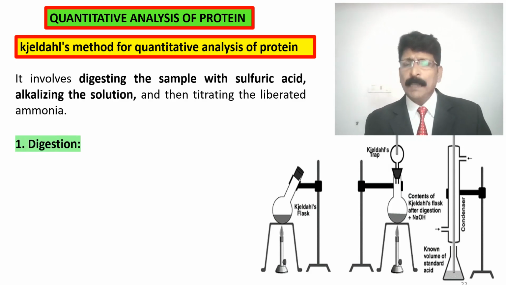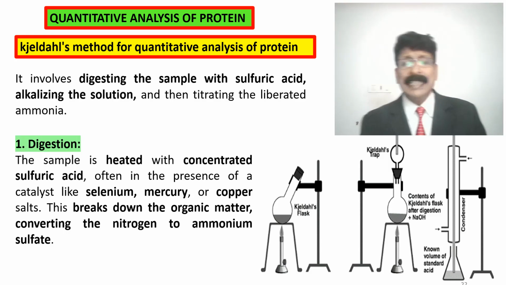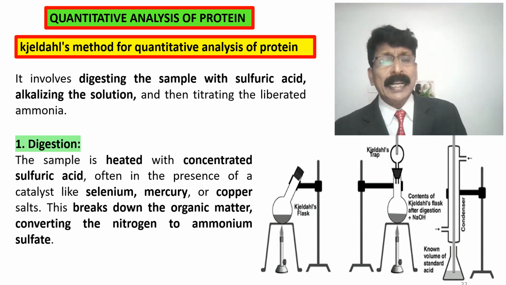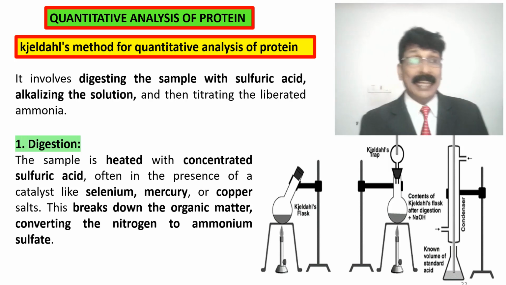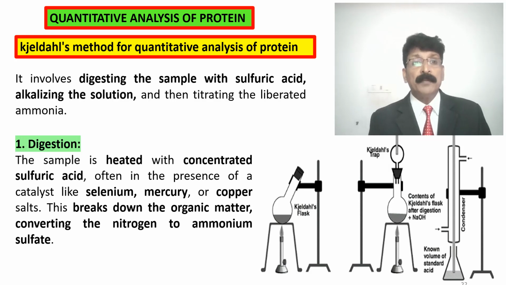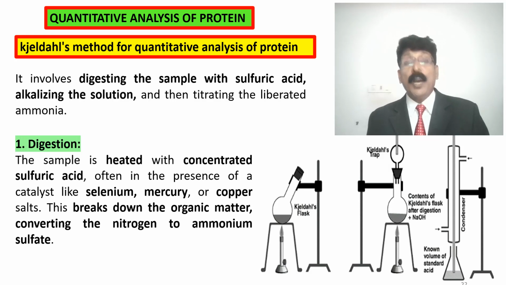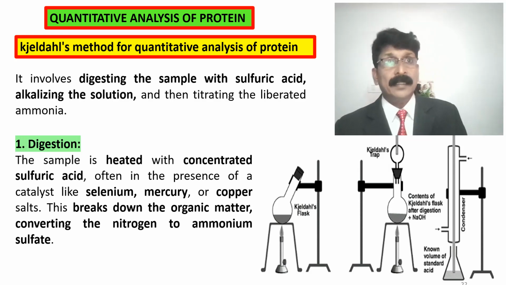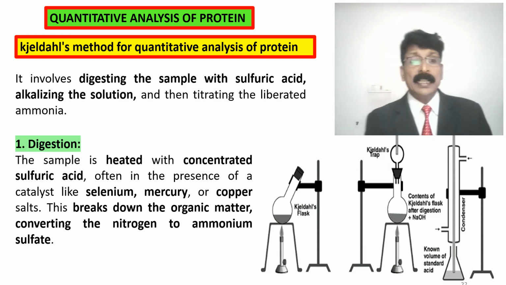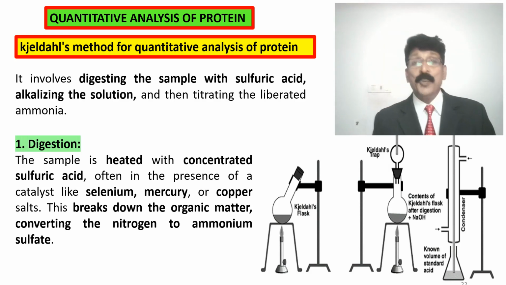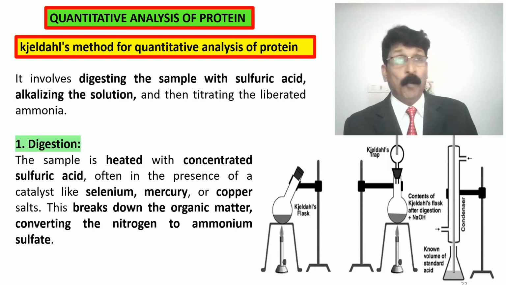First step is digestion. The sample is heated with concentrated sulfuric acid, often in the presence of catalysts like selenium, mercury or copper salts. These metals will help as a catalyst to break down the organic matter, or break down the proteins, converting the nitrogen to ammonium sulfate.